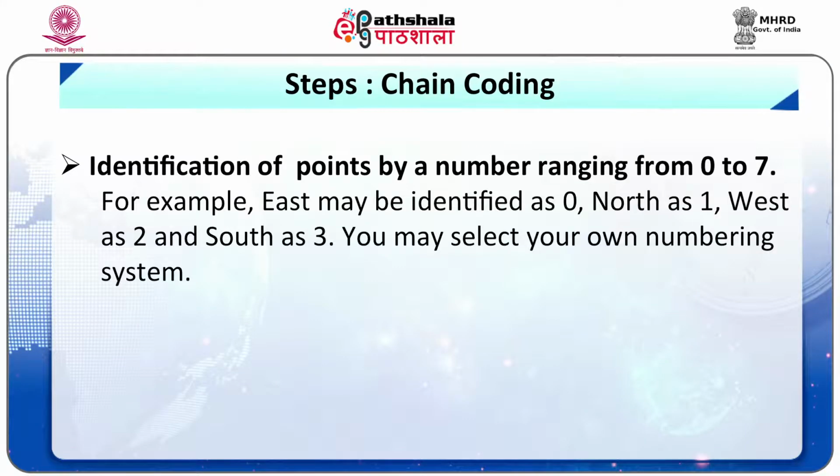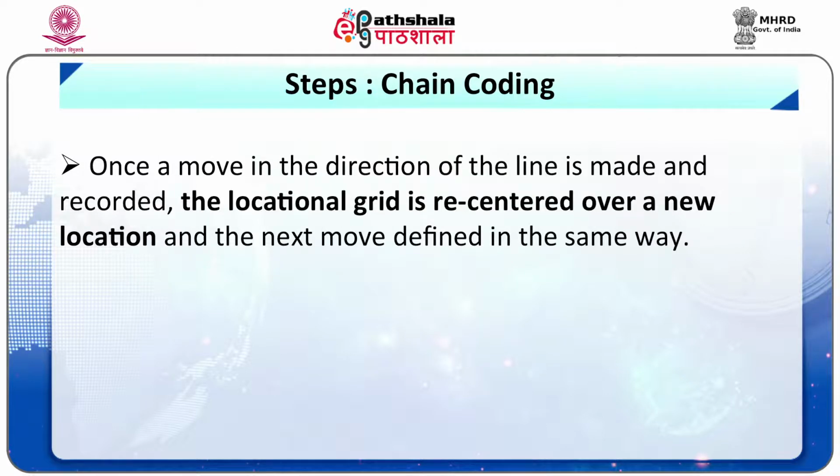The steps are as follows. Number 1, identification of points by number ranging from 0 to 7. For example, east may be identified as 0, north as 1, west as 2, south as 3. You may select your own numbering system. Once a move in the direction of the line is made and recorded, the locational grid is recentered over a new location and the next move defined in the same way in the clockwise direction.